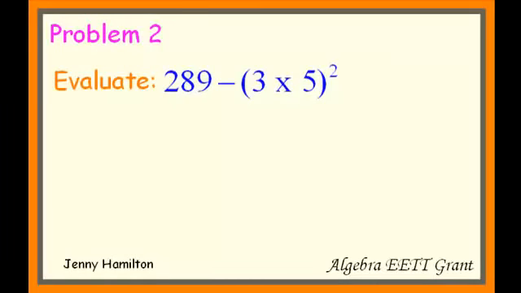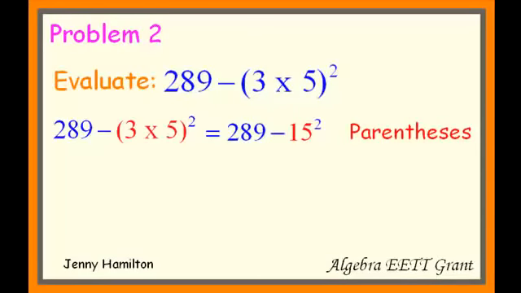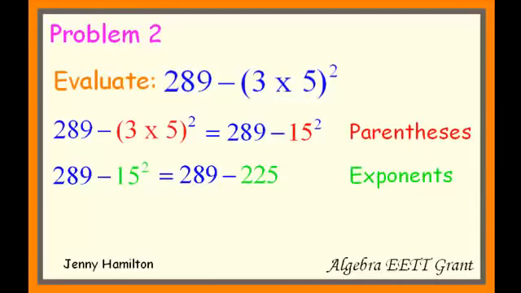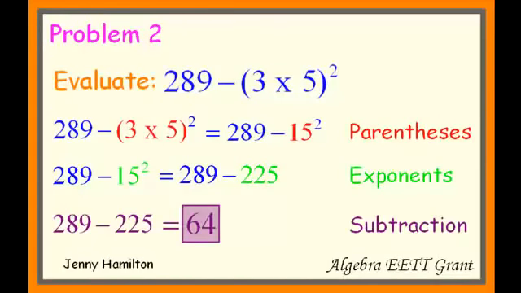So for problem 2, we're going to evaluate 289 minus the quantity 3 times 5 squared. Well, how do we do this one? According to the order of operations, we must do what's inside the parentheses first. So if we simplify the 3 times 5, we're going to get 15. Now we have to do the exponent. So 15 squared is 225. Now that we've simplified this, there's only one step to go, and 289 minus 225 will give us a total of 64. So that is our answer for this expression.